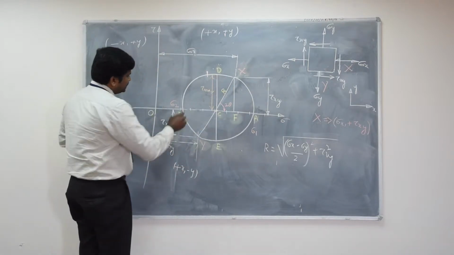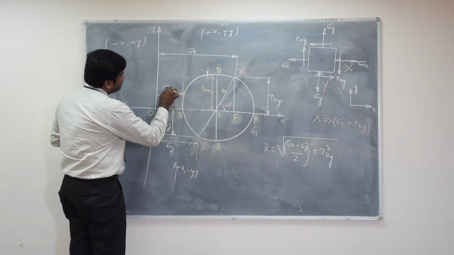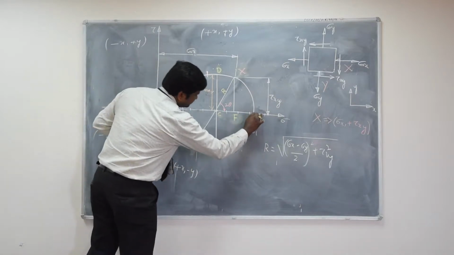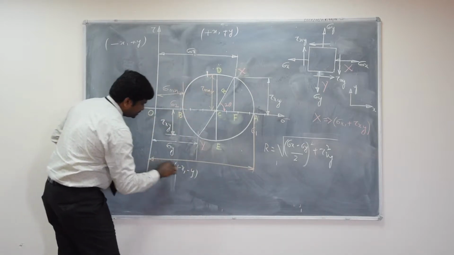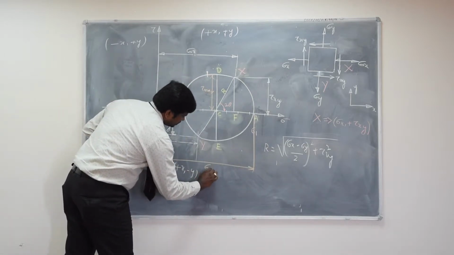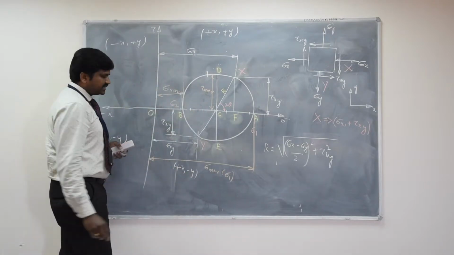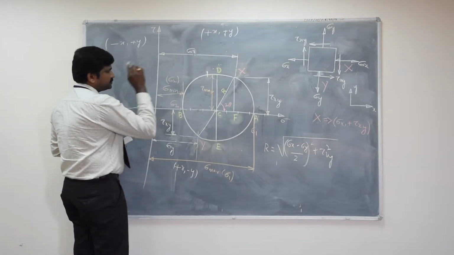Maximum shear stress. The distance from here to here is sigma minimum, that is the minimum principal stress. The distance from here to here is sigma maximum, also denoted as sigma 1. In most cases this is the standard notation. This is sigma 2.